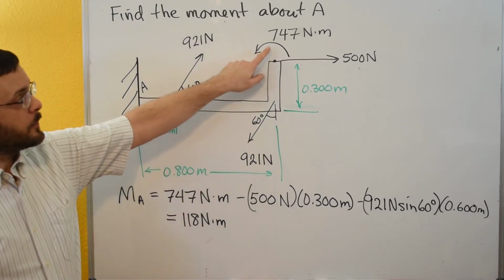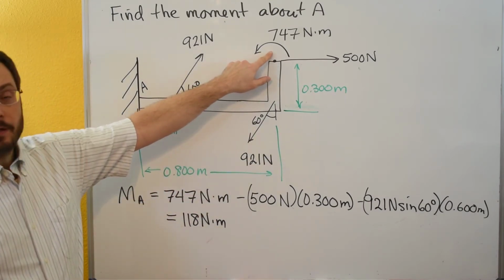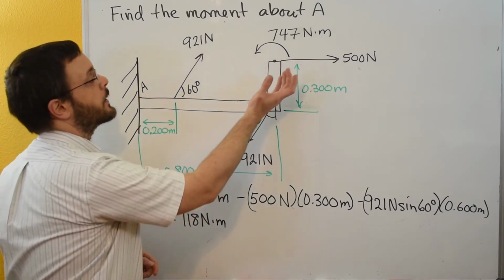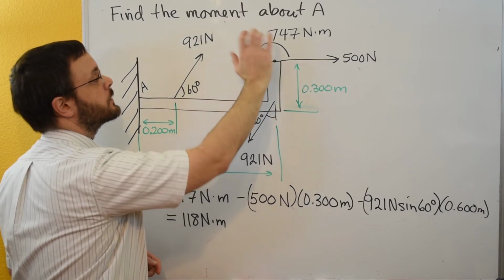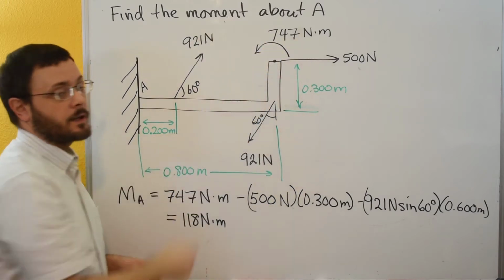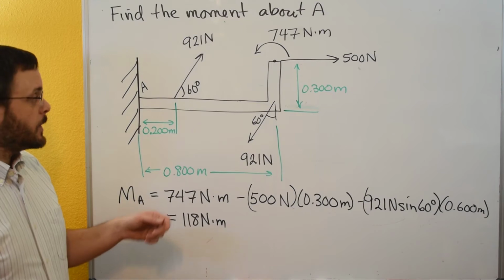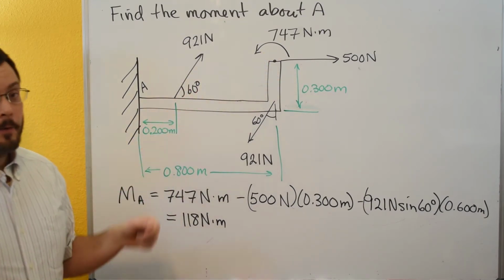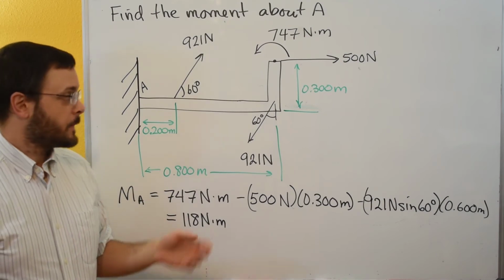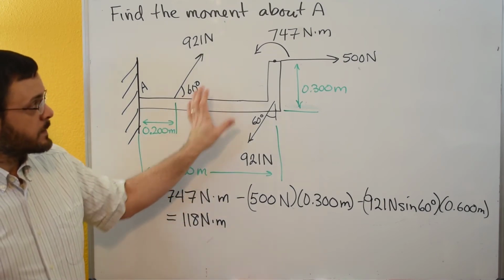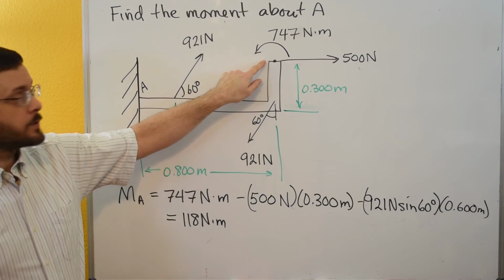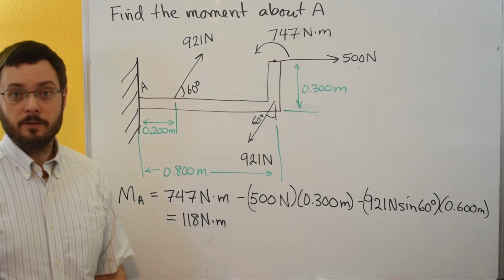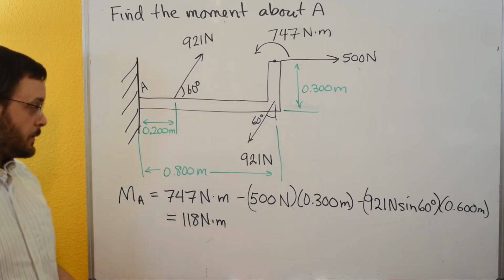And then we have a couple moment here of 747 newton meters that's represented just as a counterclockwise rotation acting at a certain point. Couple moments can be shown either way, either this way or this way. Outside of the introduction to couple moments, most of the time in the rest of the course you're going to see them just as a rotation located at a certain point like this. So let's look at both of these.